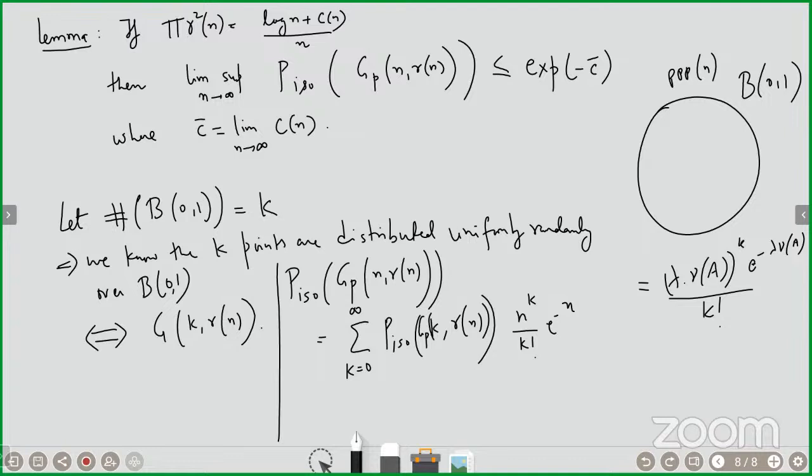All I'm doing is conditioning on the fact that there are K points. Now what is this? G_P of K comma R, conditioned on the number of points being K, is the same as G of K comma R. Right?